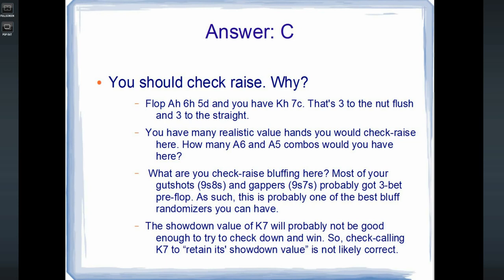because I think you're going to end up losing to just random pairs too often and even some king high hands that have us outkicked. So because of that, I don't think we want to check call to retain its showdown value. I think we want to check raise bluff it because we have the robust equity in the form of the 3 to the nut flush and 3 to the straight.